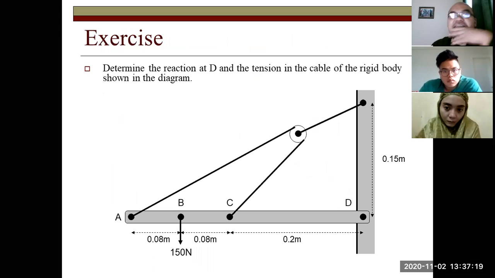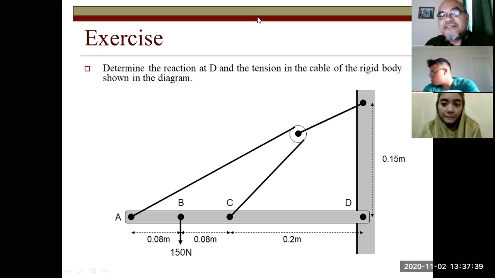Now, this is not that easy. So let's do this exercise. We try to do this exercise and we will discuss it in the second hour. Okay, so I will stop.